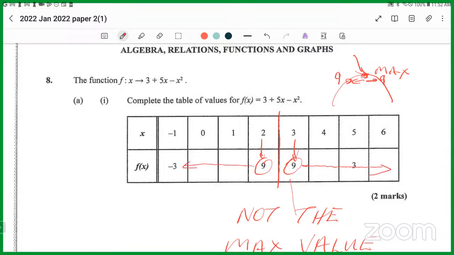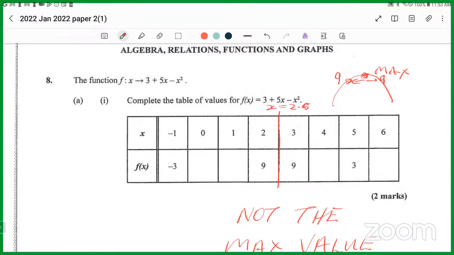So these are the 2 values closest to the maximum value in terms of what is in the table. But the maximum value is on the axis of symmetry, which would be on this red line that I've drawn, right between the 2 and the 3. You're taking the average between the 2 and the 3. That is 2.5. So the axis of symmetry is where x is equal to 2.5.